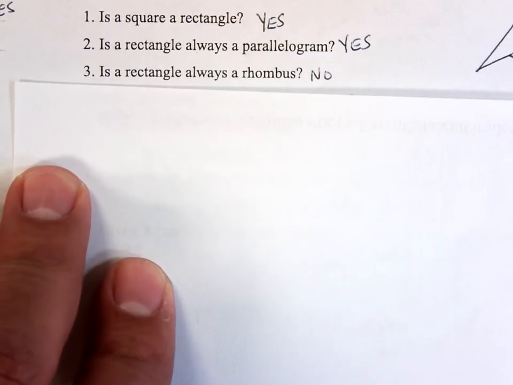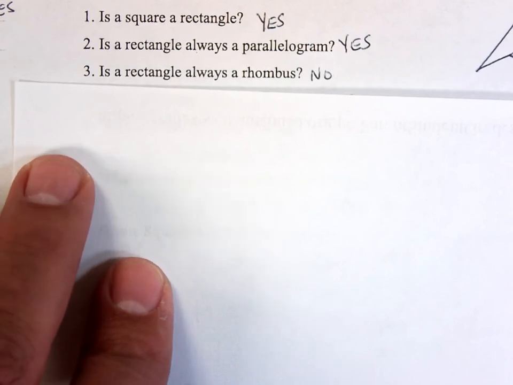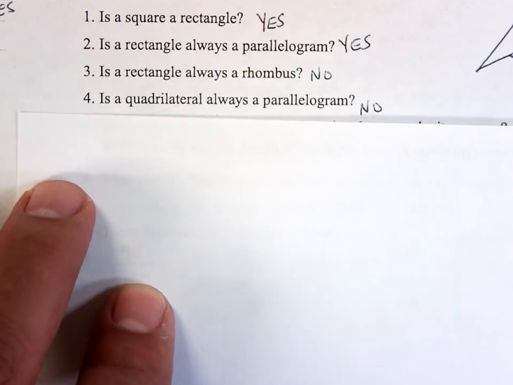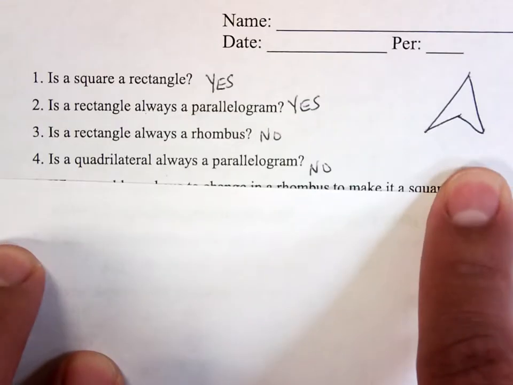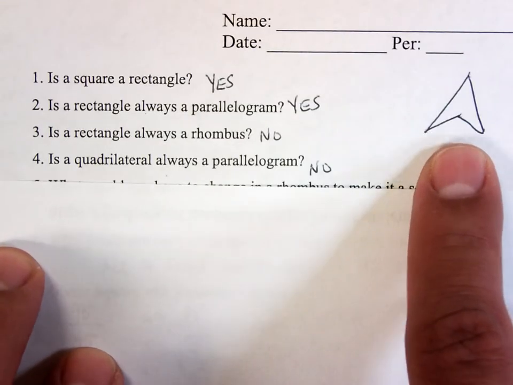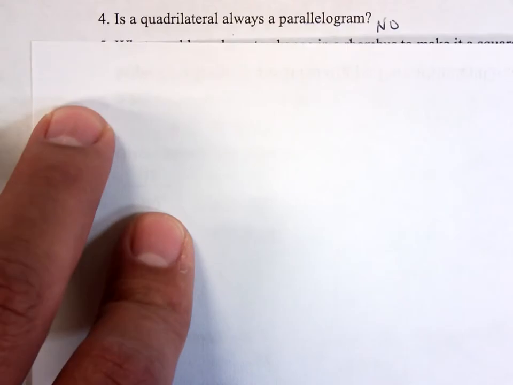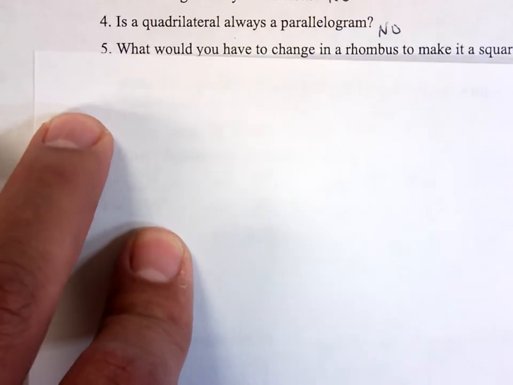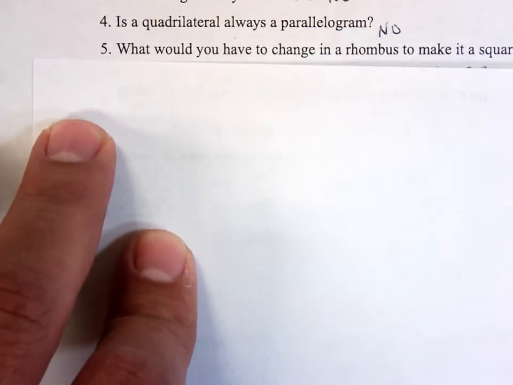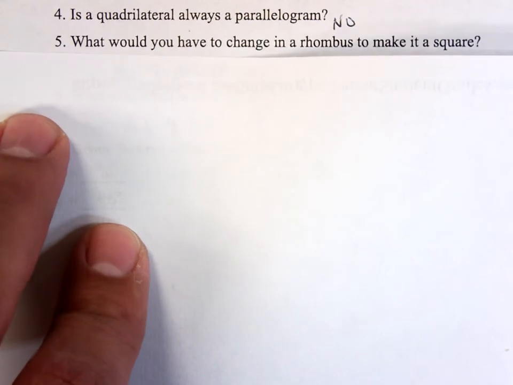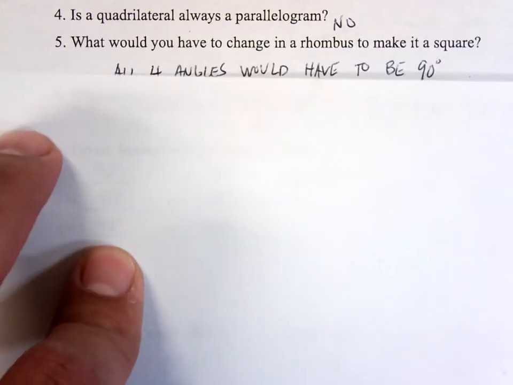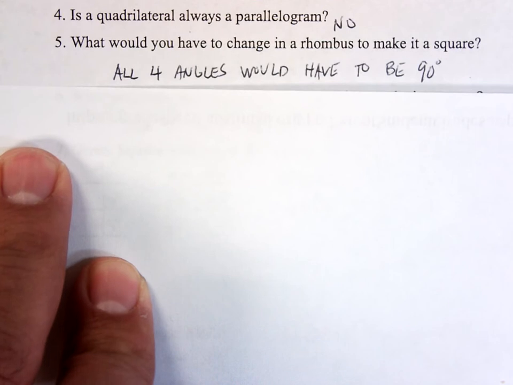Number four, is a quadrilateral always a parallelogram? No. And I drew a little picture. That is a quadrilateral. It's definitely not a parallelogram. Number five, what would you have to change in a rhombus to make it a square? Think about it. All four angles would have to be 90 degrees.